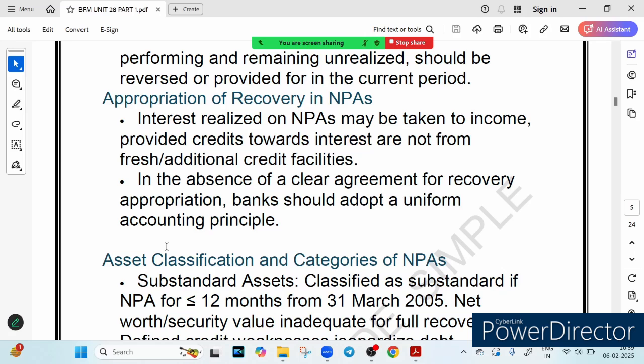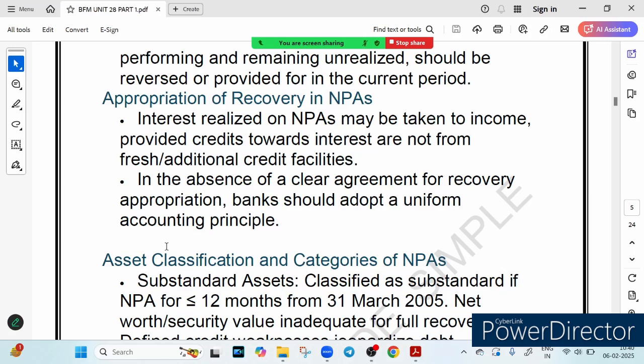Fourth point is that the recovered amount from an NPA should not come from a fresh loan, otherwise it is just recycling bad debt, right? That is the point. Understanding these rules ensures that banks don't overstate their income and maintain transparency in financing.